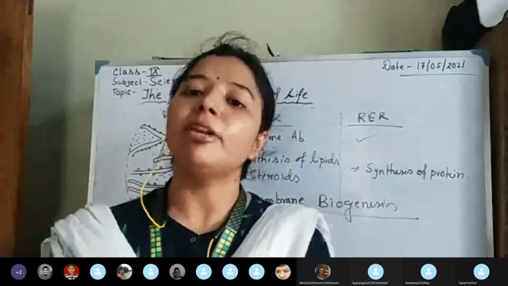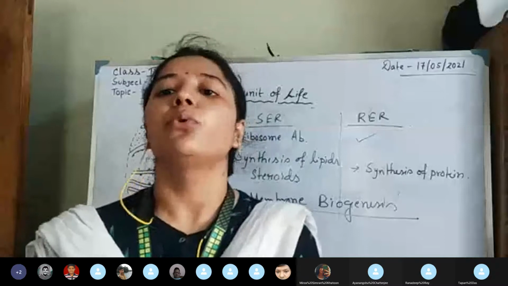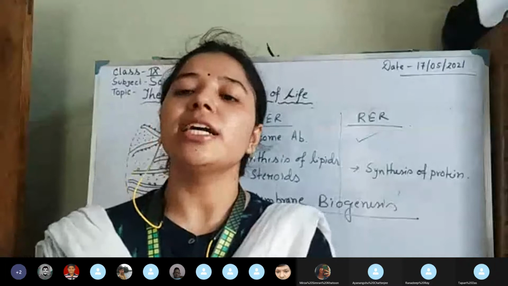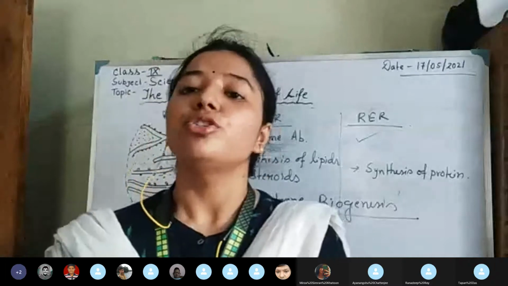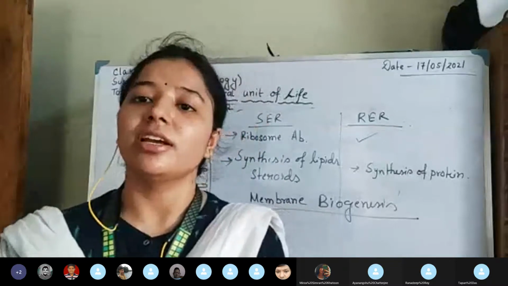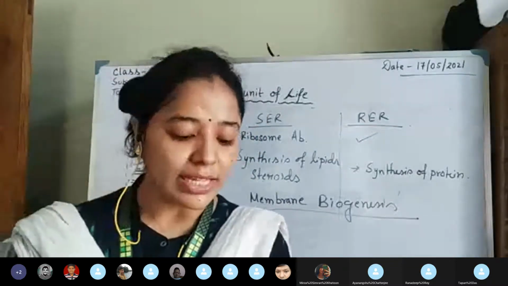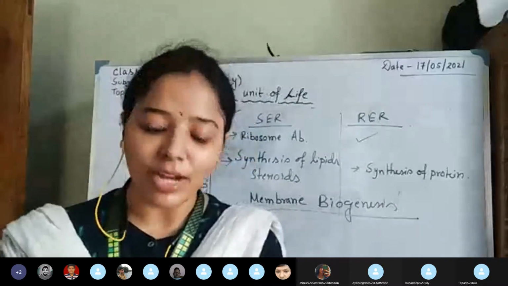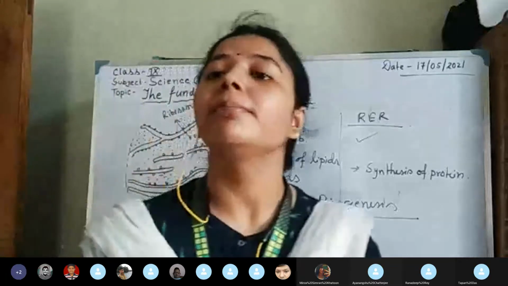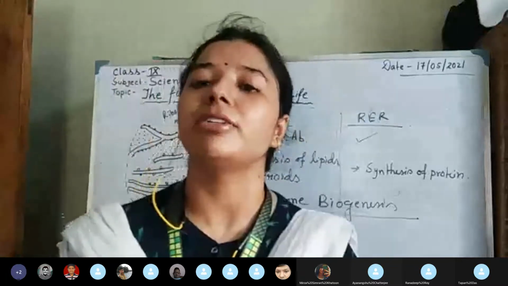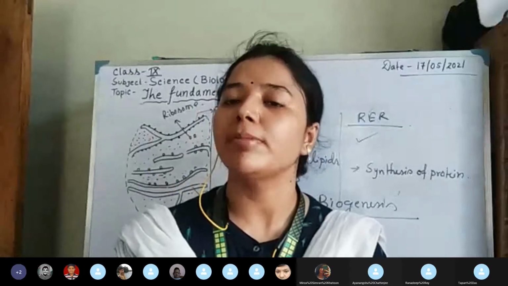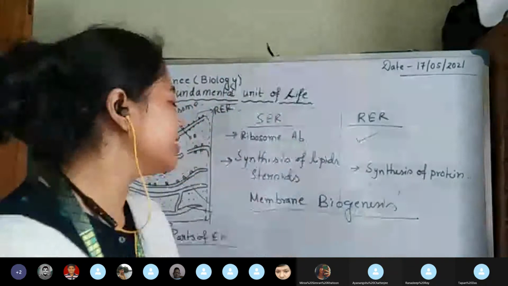I have told you that rough endoplasmic reticulum synthesizes protein and smooth endoplasmic reticulum synthesizes lipids. As you know, these are the main contents of the plasma membrane also. So the making of plasma membrane is done by the endoplasmic reticulum. We can say that endoplasmic reticulum is used for making cell membrane, and this process is known as membrane biogenesis. So endoplasmic reticulum is very useful for the making of plasma membrane, and this is known as membrane biogenesis.